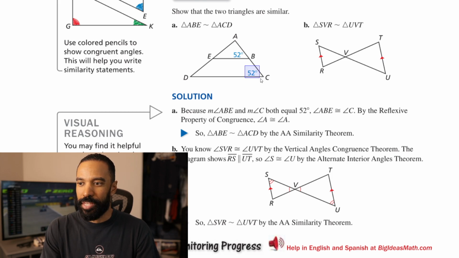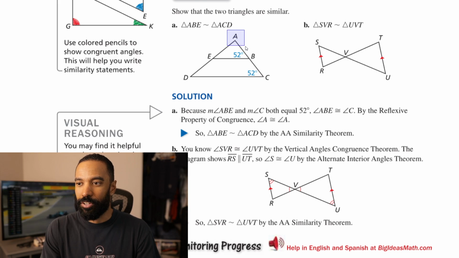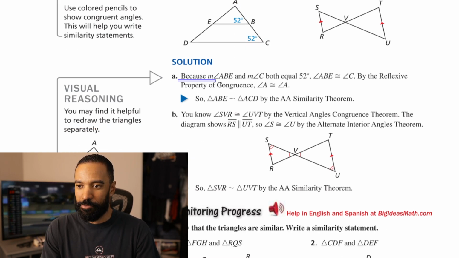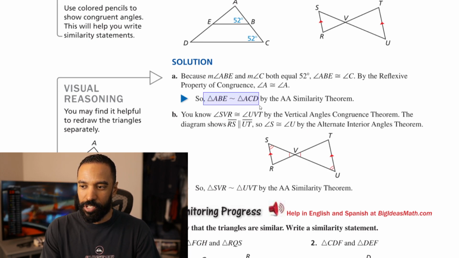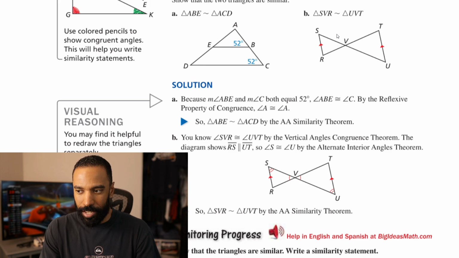52 degrees for both of these. They are congruent to each other, also corresponding angles if that matters. And angle A is congruent to itself by the reflexive property of congruence. You can see there, reflexive property. Therefore, these two triangles are similar by angle. Right here, you can have two different sets.